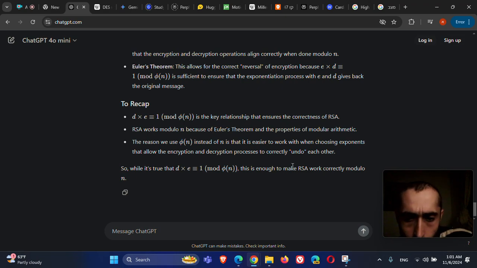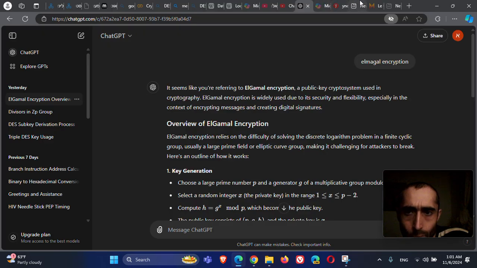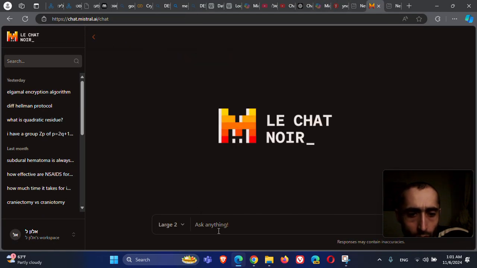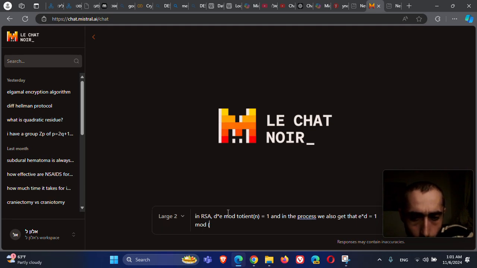I still don't understand. In RSA, e times d, or d times e, mod totient of n equals 1, and in the process we also get that e times d equals 1 modulo n. How can it be?